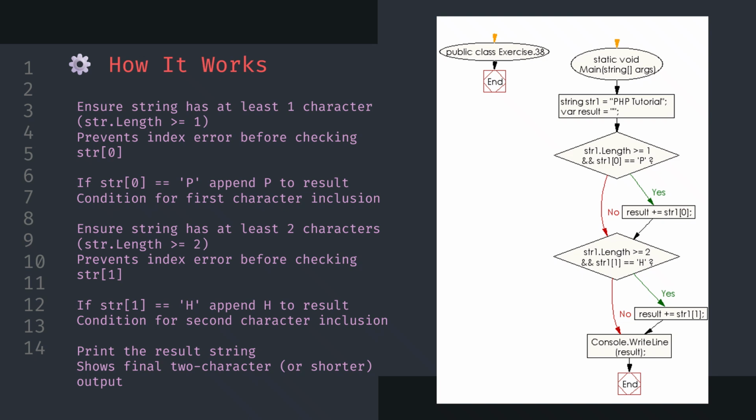This breaks the logic into 5 clear steps. Notice, we always check length before indexing to avoid runtime exceptions. The two character checks are independent. You can end up with an empty string, P, or H, if the first isn't P but the second is H and the string is long enough, or just the string of P and H. Keeping checks independent makes the code more predictable and easier to extend for other positional rules.